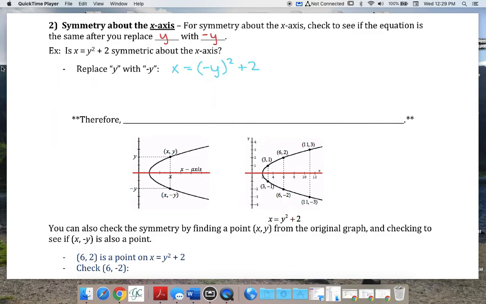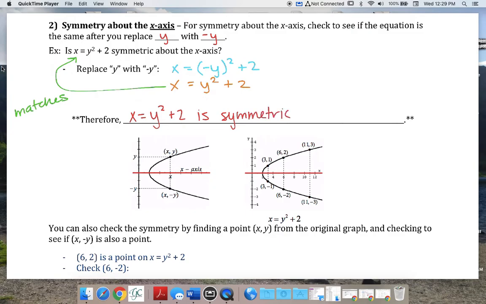When we simplify this, just like last time, negative y squared, a negative times a negative is a positive, y times y is y squared. So this does become positive y squared plus 2, which is exactly the same equation that we started with. So these two equations match. So this tells us that the equation x equals y squared plus 2 is symmetric about the x-axis this time.